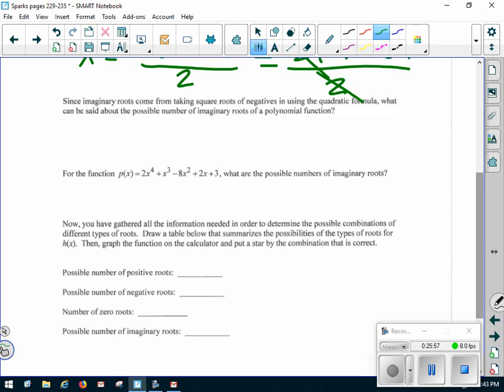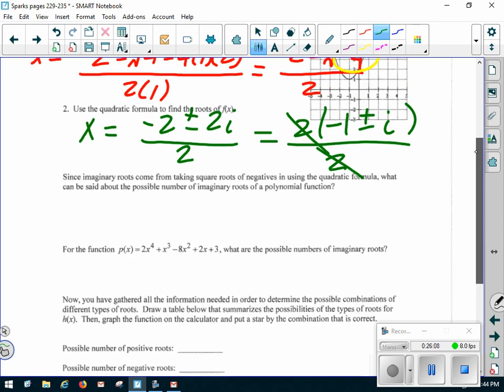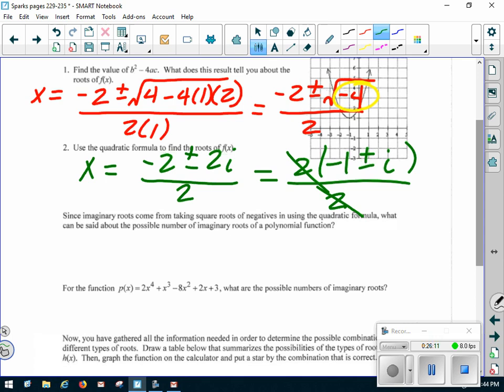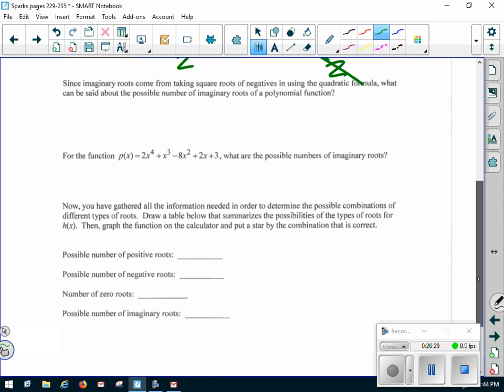Since imaginary roots come from taking square roots of negatives and using the quadratic formula, what can be said about the possible number of imaginary roots of a polynomial function? And all I will say to you is this. Do you notice you got this plus or minus here? Imaginary roots come in pairs. If 1 plus i is a root, 1 minus i is a root. Okay? Imaginary roots come in pairs.